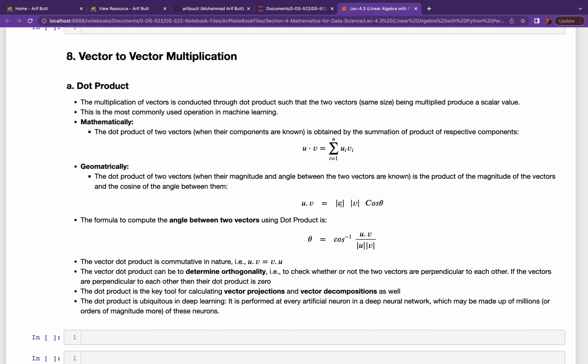Geometrically, you can compute the dot product of two vectors by multiplying the magnitudes of the two vectors and the cosine of the angle between them, as shown in this formula. The formula to compute the angle between two vectors is shown over here: cos inverse of u dot v over the magnitude of u times the magnitude of v. And remember, this vector dot product is commutative in nature and is used in determining orthogonality, vector projections, vector decompositions, and in neural networks as well.